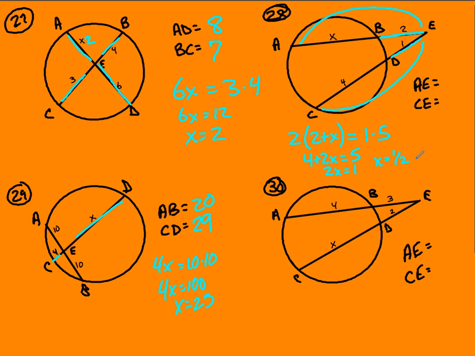So then that means when I plug these in, for CE, 4 plus 1 is 5. That's pretty easy to find. And then AE is going to be 2 plus a half, so 2.5, 2.5 as your answer.